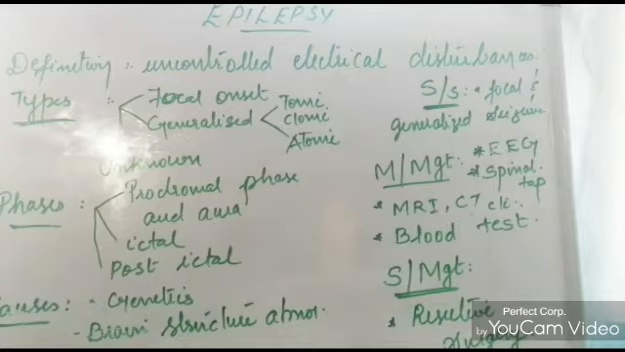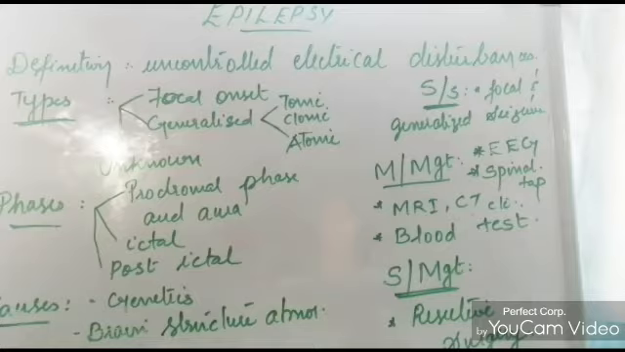Next one is the generalized onset seizure. These seizures start in both sides of the brain simultaneously. The most common types of generalized onset seizures are tonic-clonic and atonic. Generalized is divided into two: tonic-clonic and atonic.